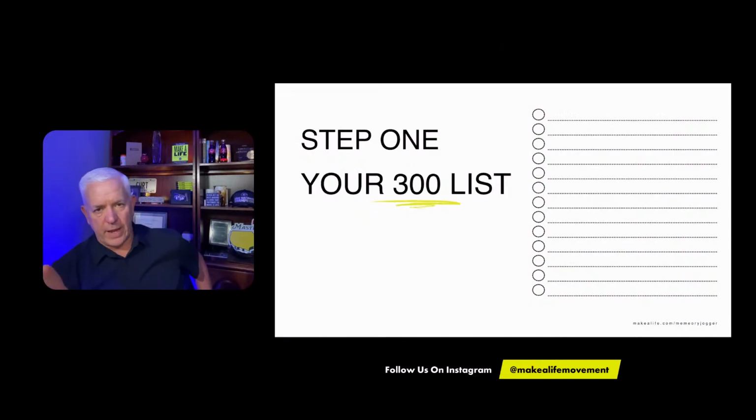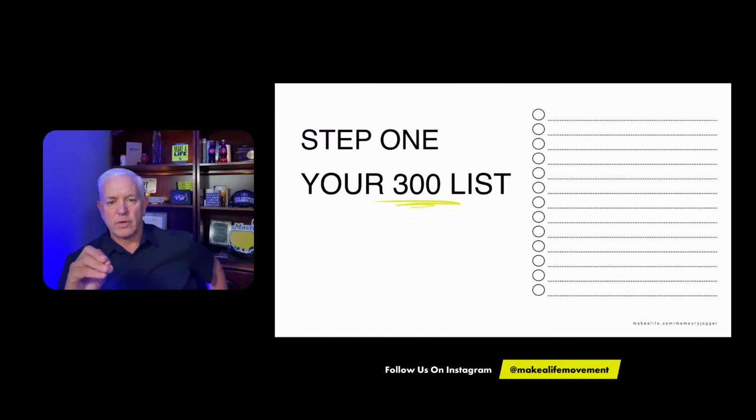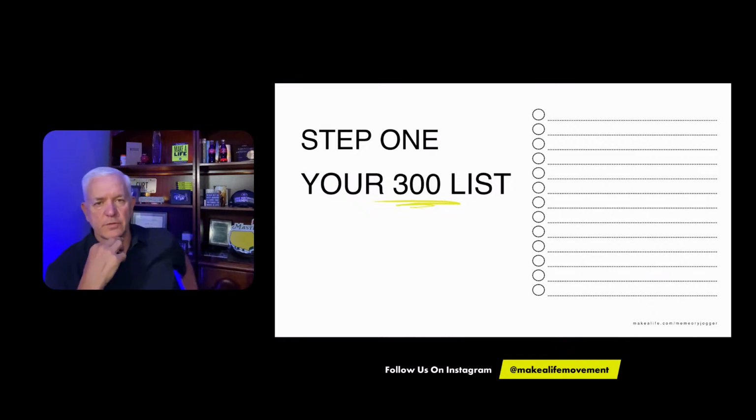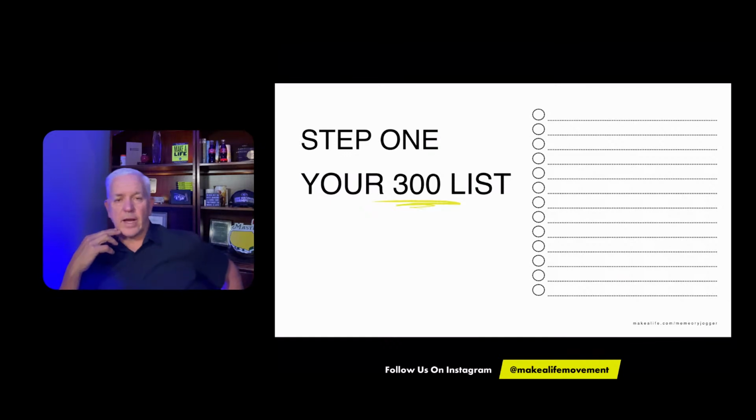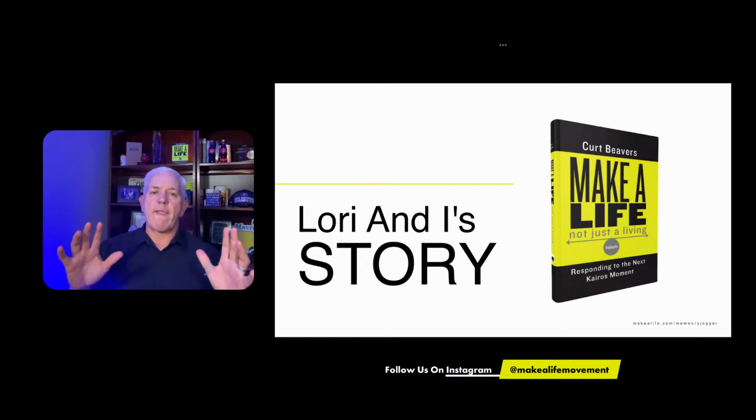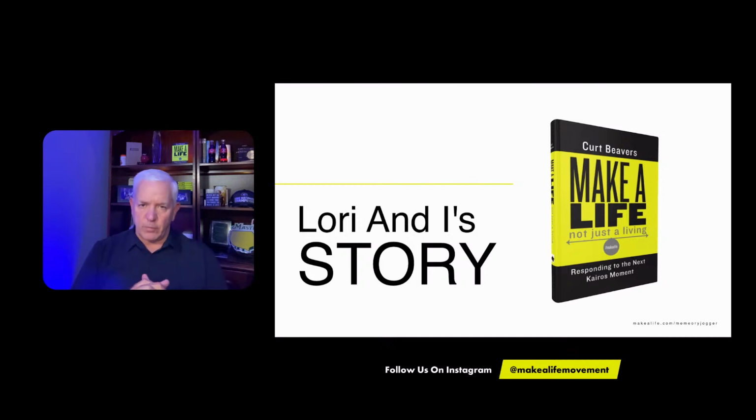Now, you're going to freak out. Don't freak. It says step 1, your 300 list. So Lori and I were 23 and 22 when we got started, and we did not know a lot of people yet. We were early in our careers. Basically, we'd been students our entire life. And they told us to make a list of 300 names, and we got extremely intimidated. So don't get intimidated, but let me tell you how this unfolded for Lori and me before we dive into the memory jogger.